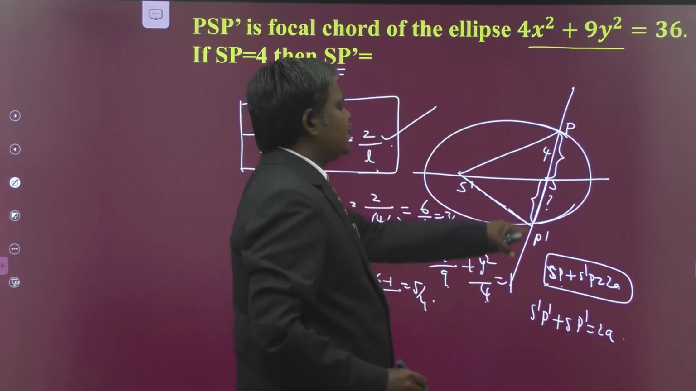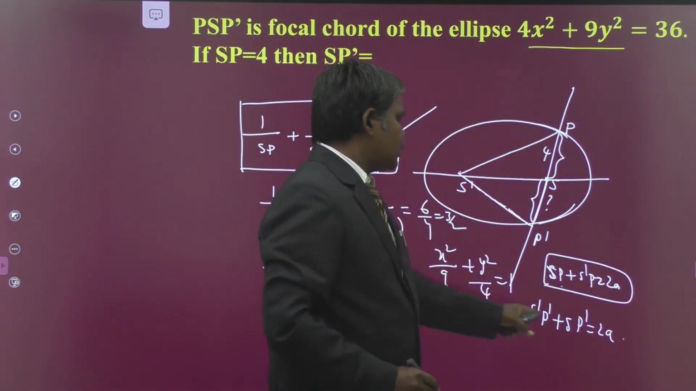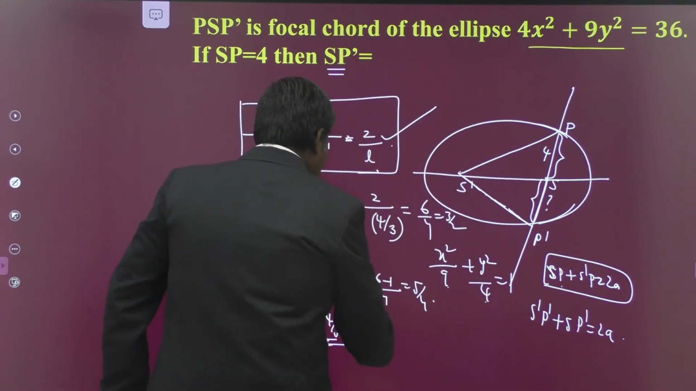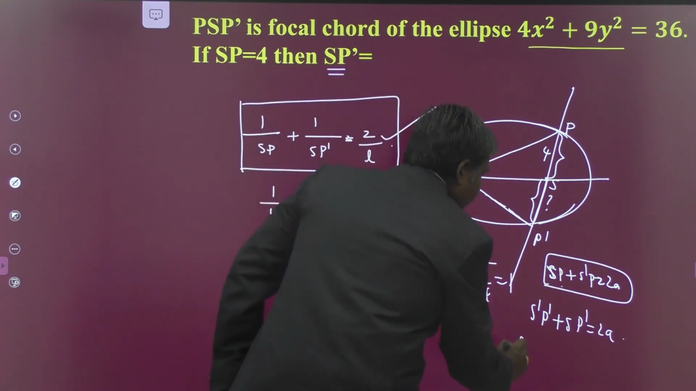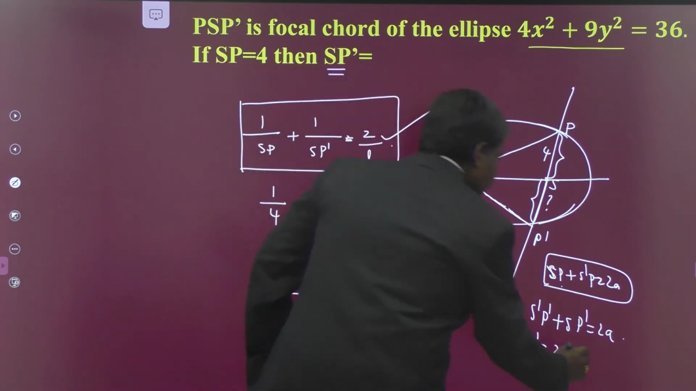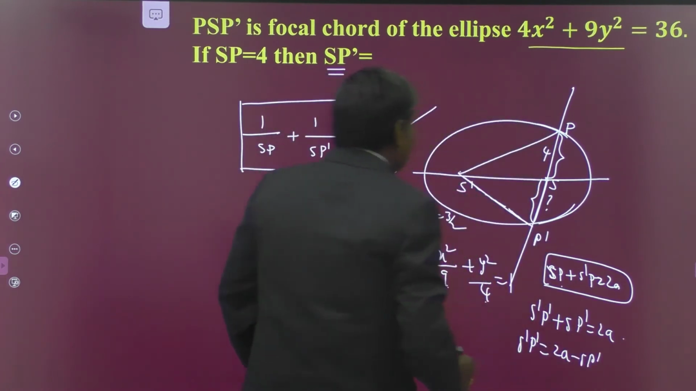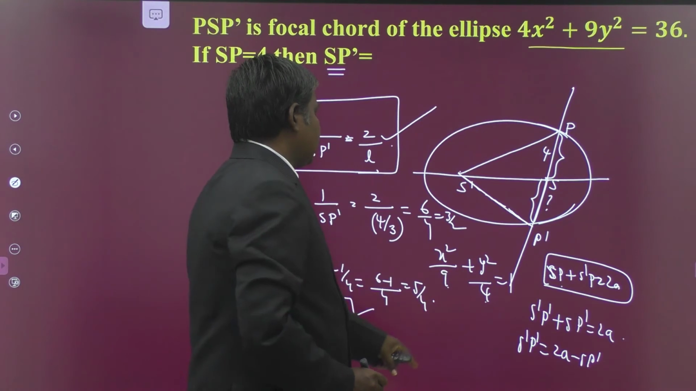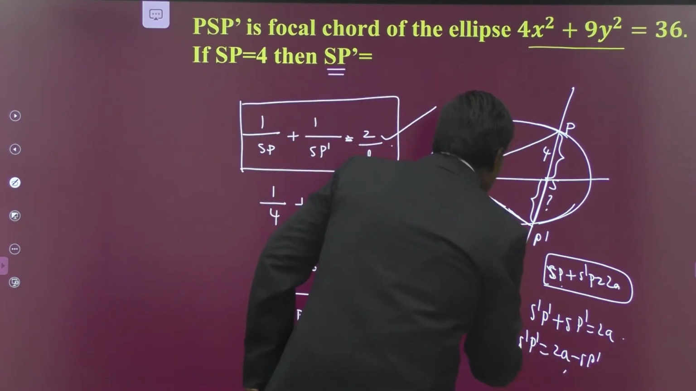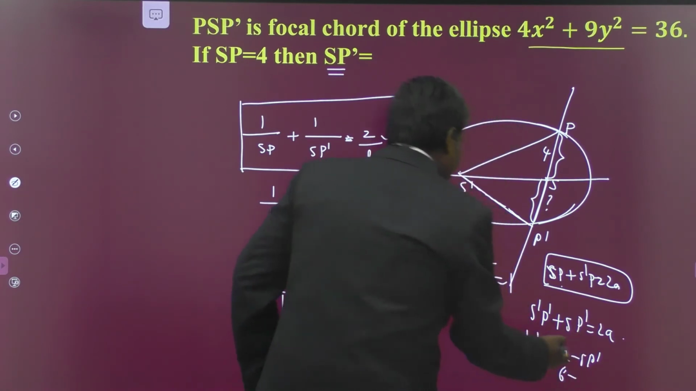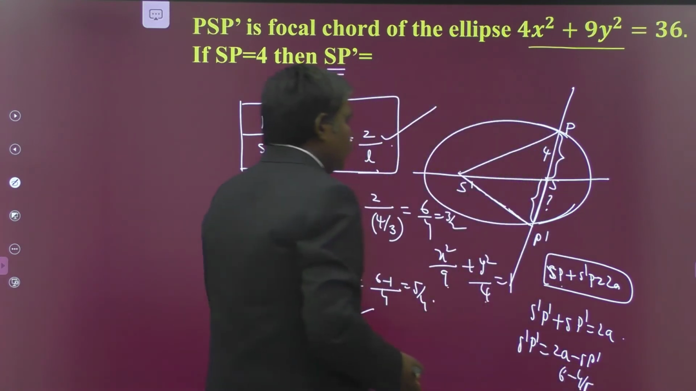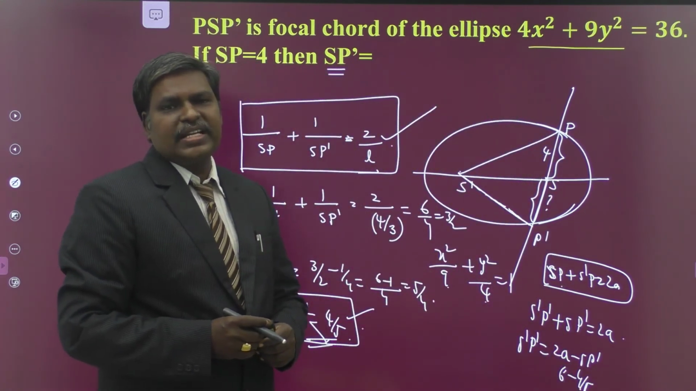The sum of the focal distances of any point on the ellipse is always constant, that is equal to 2A. Already you have SP dash. From that you can calculate S dash P dash also. That is 2A minus SP dash. What is your 2A? A square is 9, A is equal to 3, so 2 3s are 6. 2A minus SP dash, that is 6 minus 4 by 5. So in this manner we can find S dash P dash also.